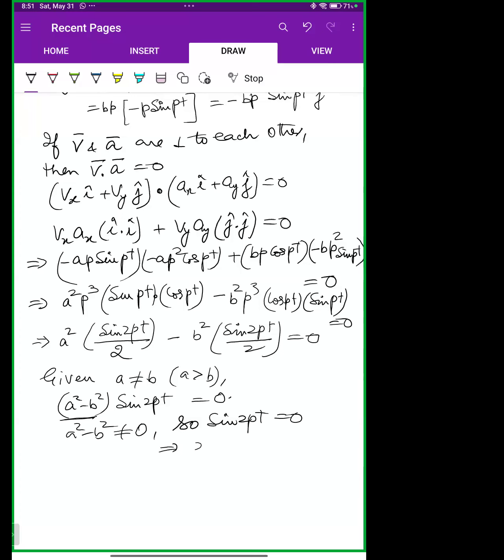So 2 PT is equal to pi. Or 2 PT is equal to 0. Which one will you choose? This gives T equal to 0. No use. This gives 2 PT is equal to pi. So T is equal to pi by 2. Yes, that is the answer.